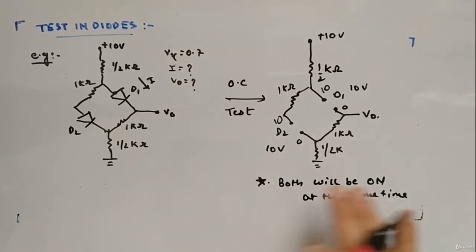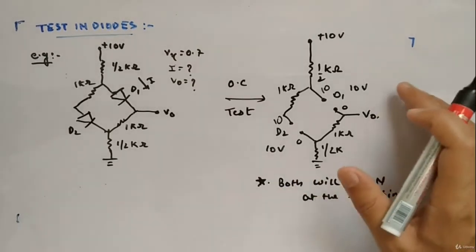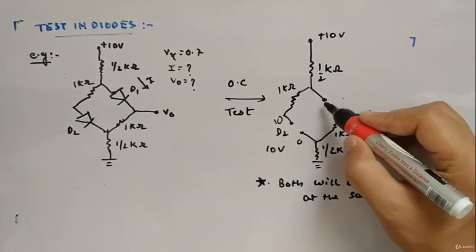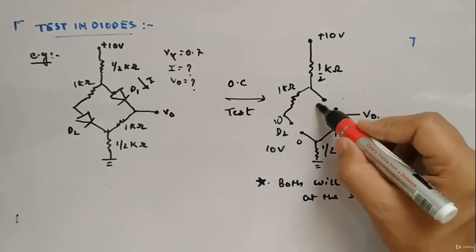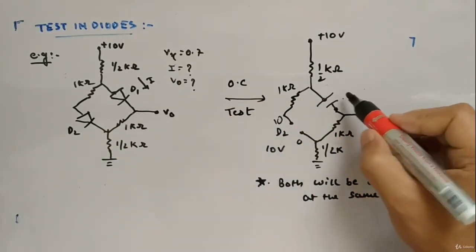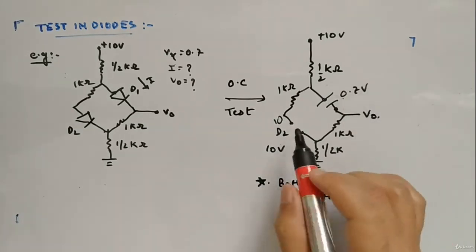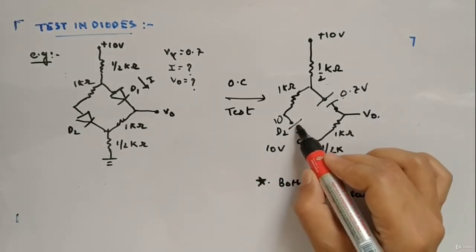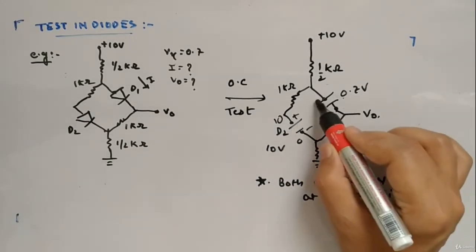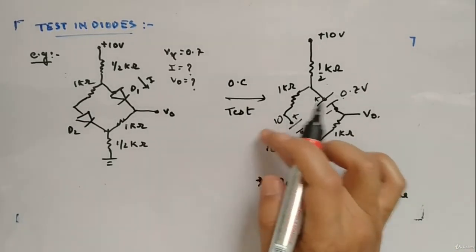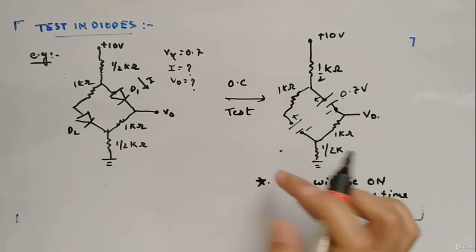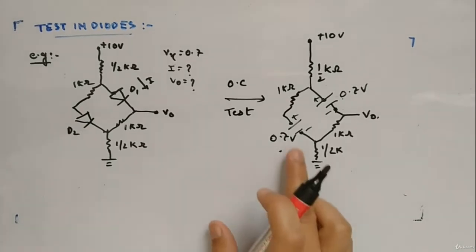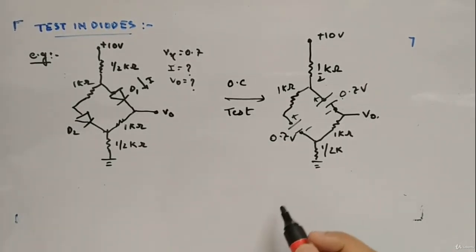So what I'll do is replace everything by a cut-in voltage. So this is positive, negative, 0.7 volt. This is also positive, negative, positive, negative, positive, negative. This is also 0.7 volt.